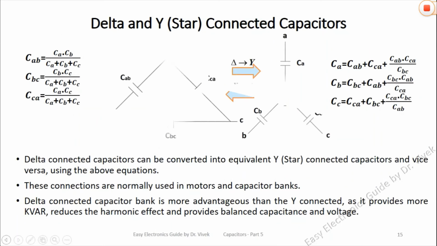Delta connected capacitors can be converted to equivalent star connected capacitors and vice versa using the above equations. These connections are normally used in motors and capacitor banks.